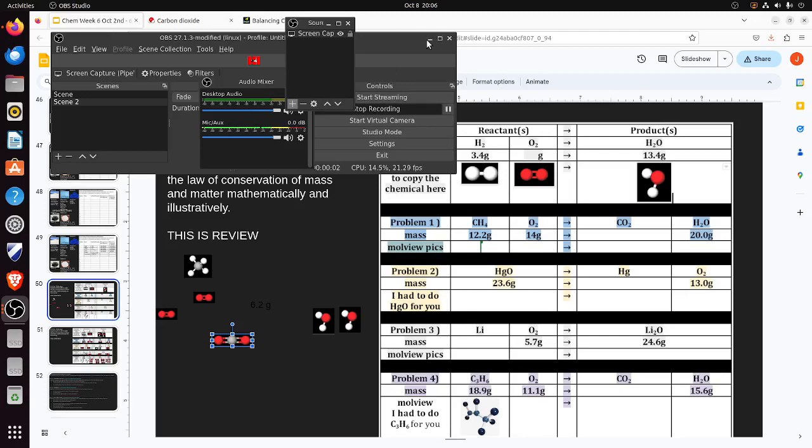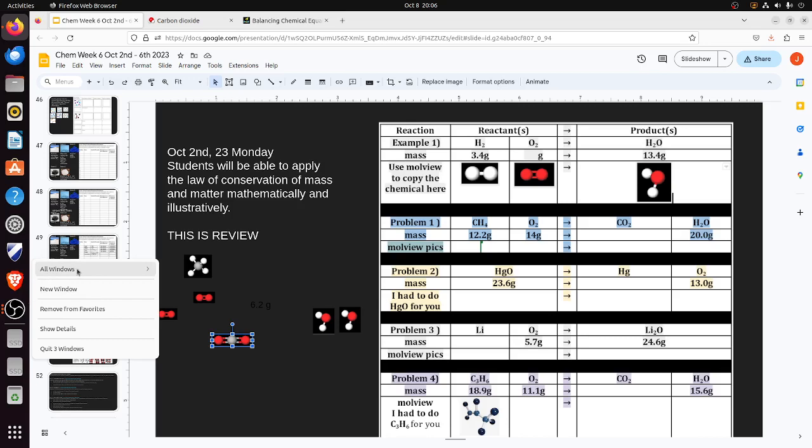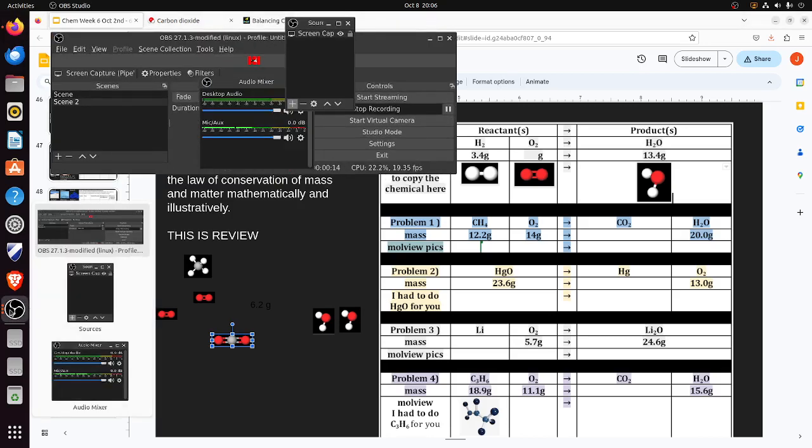Alright, let's see if we can go through a quick video getting this to work. Quit 3 windows. Oh, no, looks like it's working good. Alright.